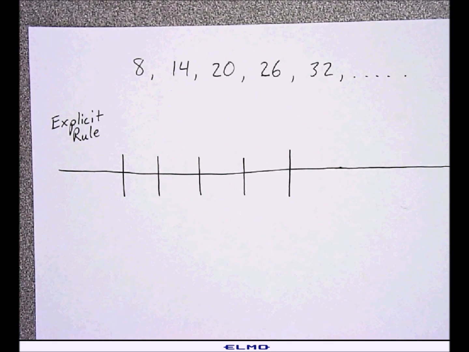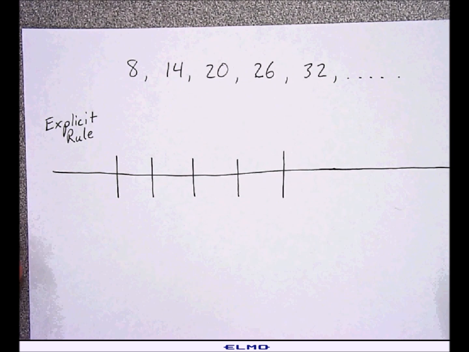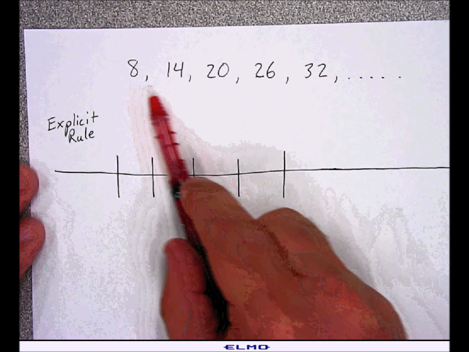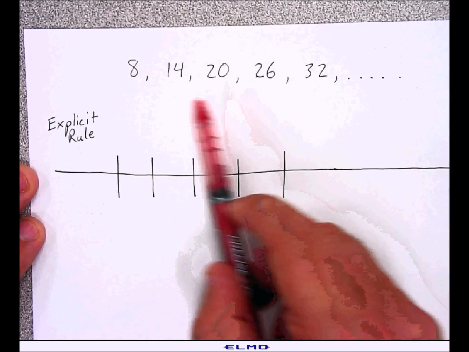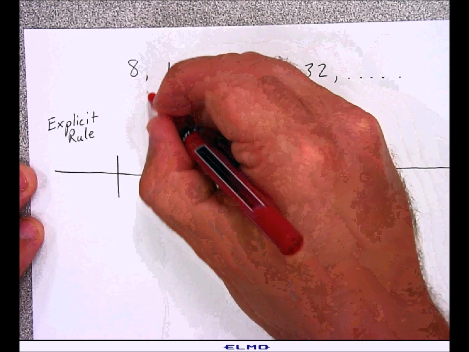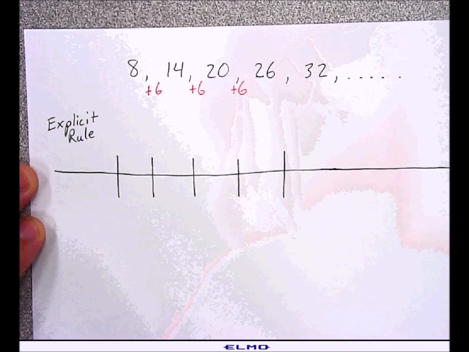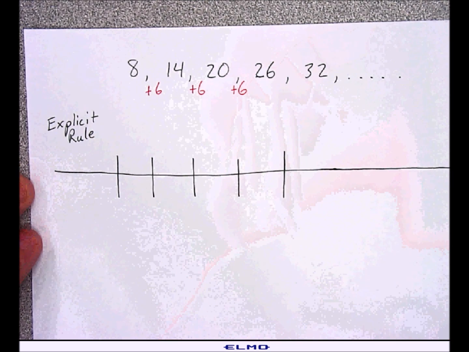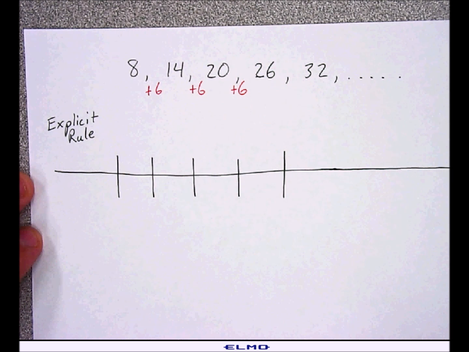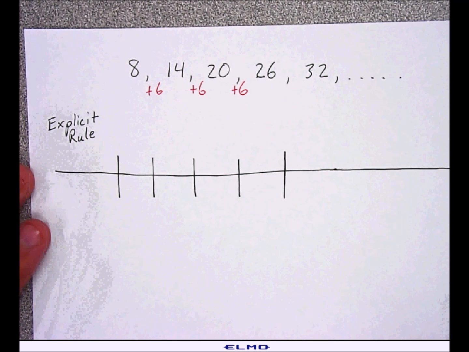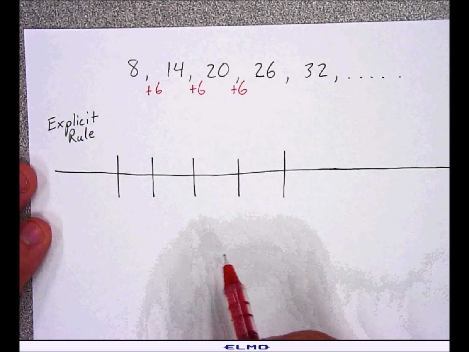Okay, so let's take a look at a sequence that we know is arithmetic. If you look at the pattern here, you can probably see pretty quickly that we're just going plus 6 over and over. So this one's arithmetic. And oftentimes you're going to be asked to find a rule that describes mathematically what this pattern is. Rules can be written in a couple ways.